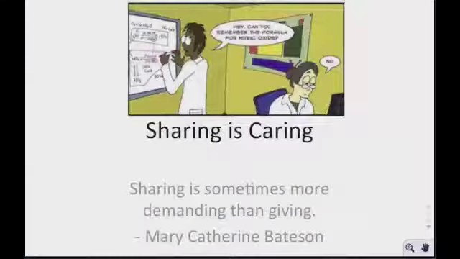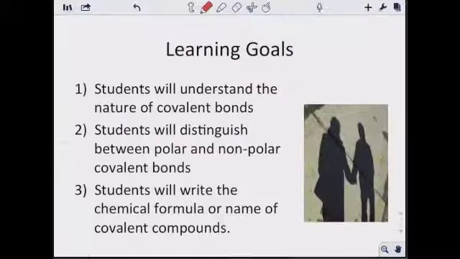Okay, this is the first lecture in Unit 6. It says sharing is caring. Sharing is sometimes more demanding than giving. So, the learning goals for this lecture are: students will understand the nature of covalent bonds, students will be able to distinguish between polar and nonpolar covalent bonds, and students will write the chemical formulas or names for covalent compounds.